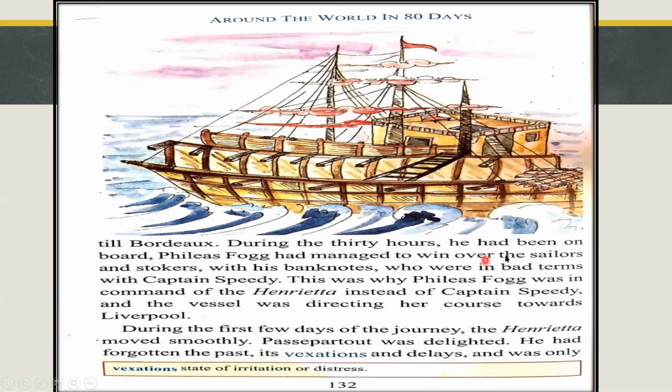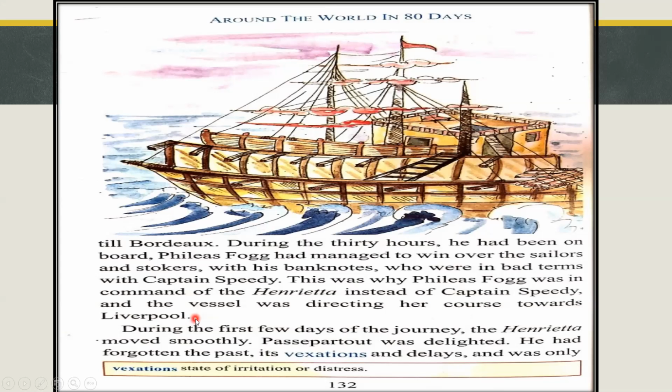During the 30 hours he had been on board, Phileas Fogg had managed to win over the sailors and stokers with his banknotes, who were on bad terms with Captain Speedy. This was why Phileas Fogg was in command of the Henrietta instead of Captain Speedy, and the vessel was directing her course towards Liverpool.